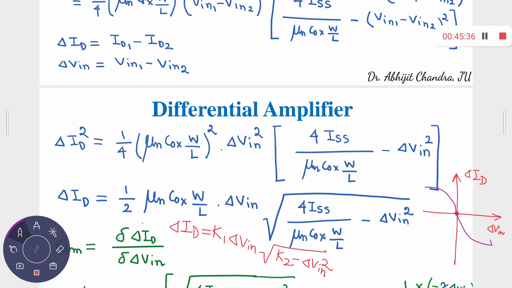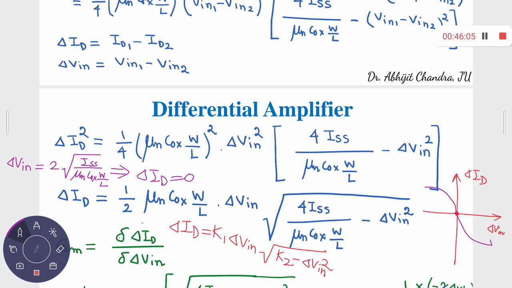K2 is equal to, from this particular equation, it says that if delta V in is equal to 2 square root of ISS by mu n C ox W over L, then it seems that delta ID is equal to 0 mathematically. Isn't it? If you go by the mathematics, then it is something like that.